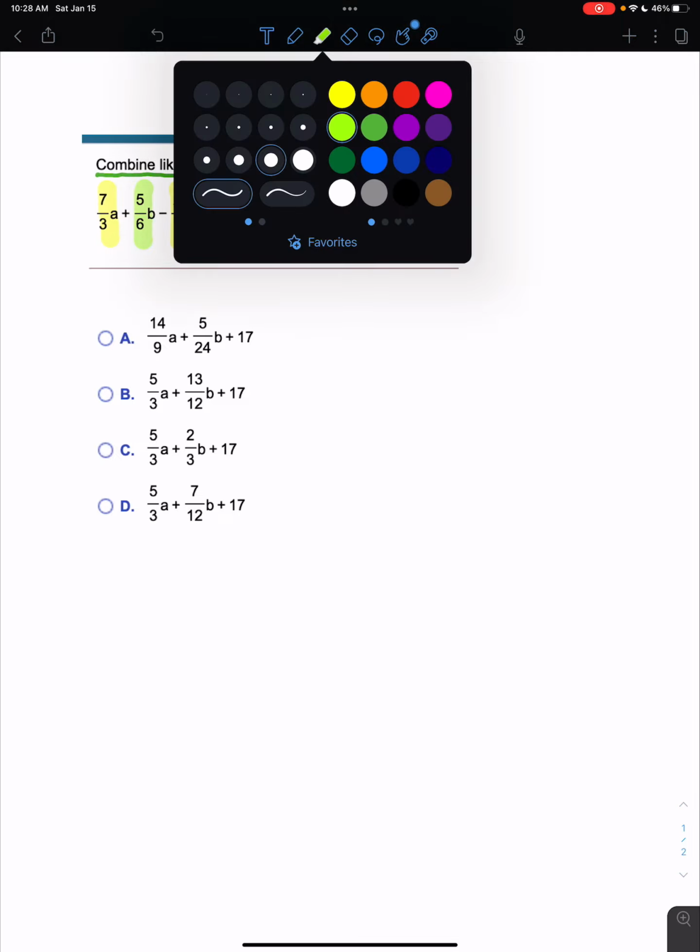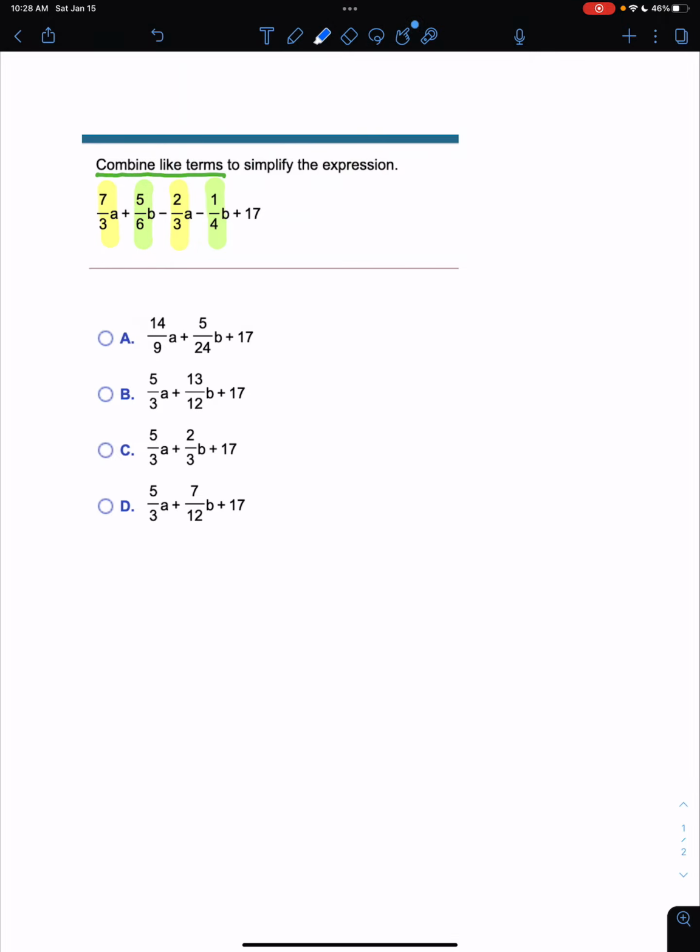Now, terms without a variable, such as 17 down here, are in another category. I don't see any other number by itself, so that's going to be its own term. And as you see down here in the answers, we've got just the 17 at the end. So we don't even have to think about the 17 right now. What we're going to think about is combining the A terms and the B terms.